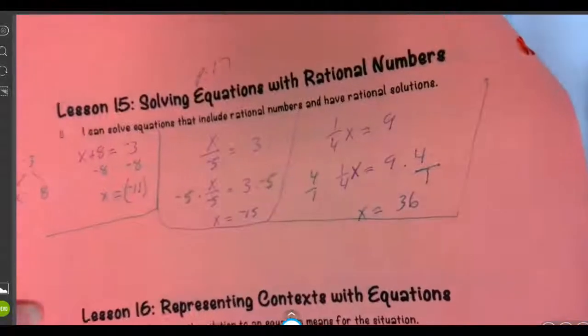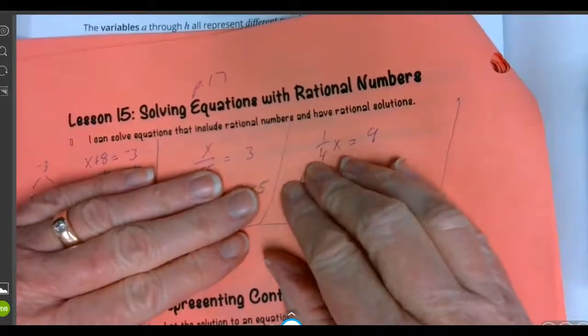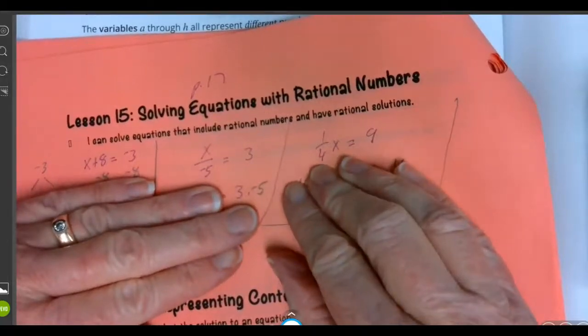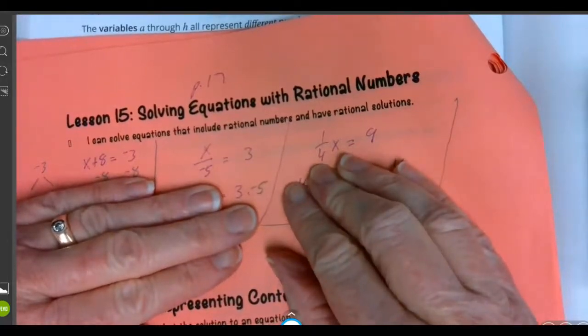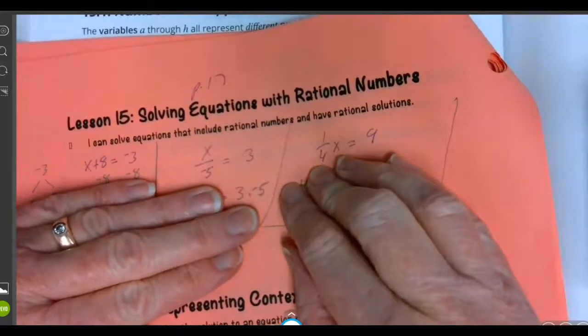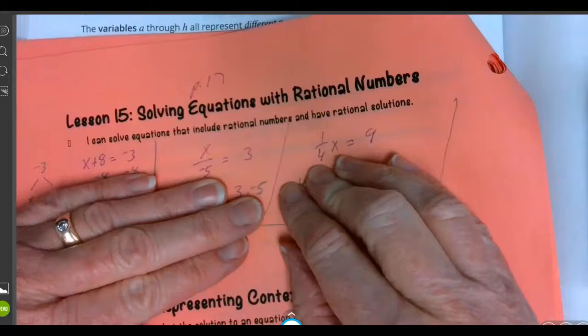I also wanted to show you a couple things that we didn't get done in our choral packet. So I'm going to walk you through these. What I want you to do is write down those equations. x plus 8 is equal to -3. Second equation, x over -5 is equal to 3. And I'm on page 17. And 1/4 x is equal to 9. So pause your video right now and write down those three equations.